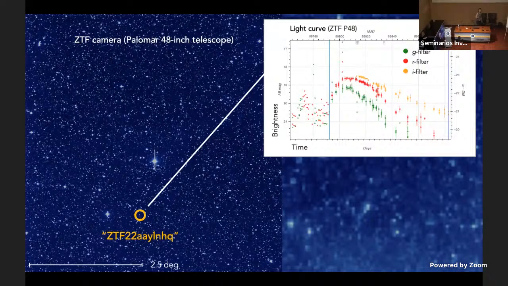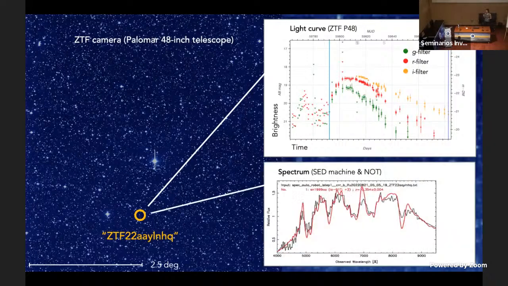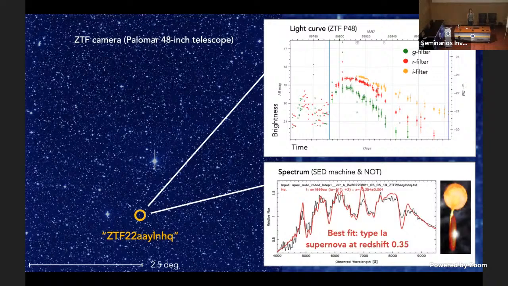The only thing about this object was that it was quite bright, and it was actually bright enough to get an automatic spectroscopic follow-up observation, because we do this for the brightest objects such that we can have a complete sample. So we got a spectrum for this object, and from that we can learn a lot about what type of transient it is, what type of supernova, and at what redshift. And for this one, the best fit was a type 1a supernova at a redshift of 0.35.